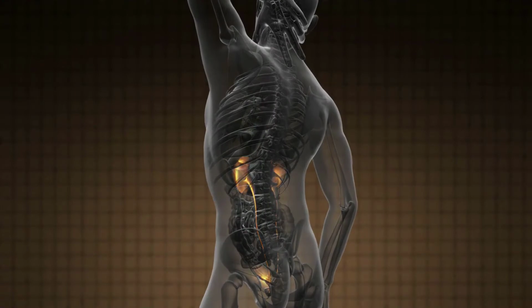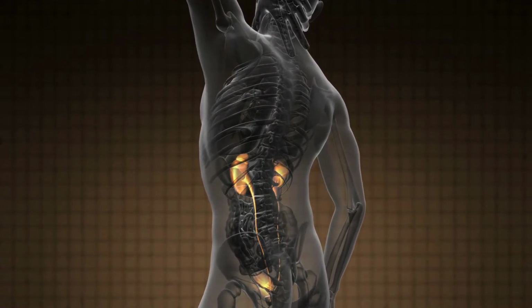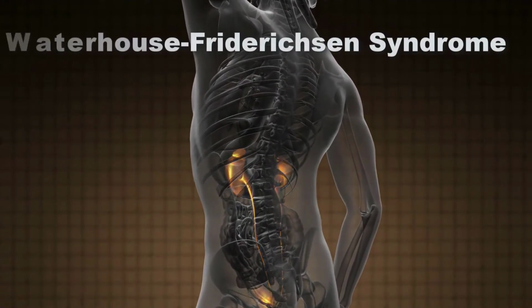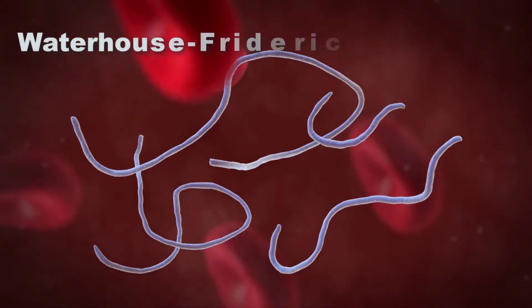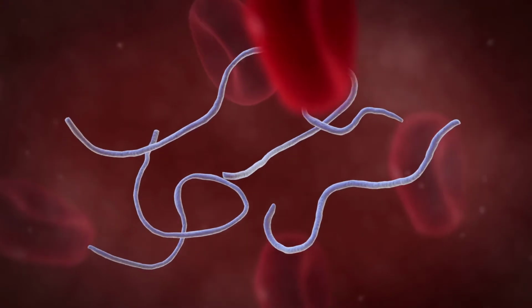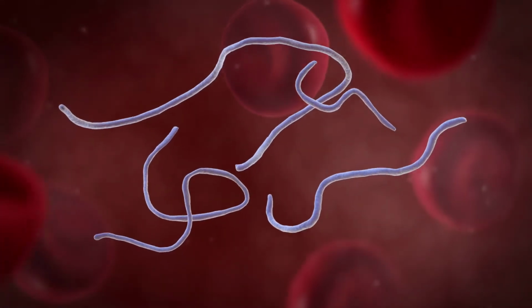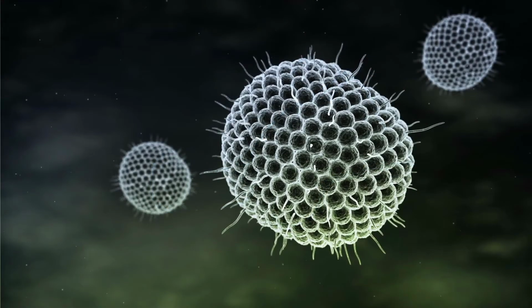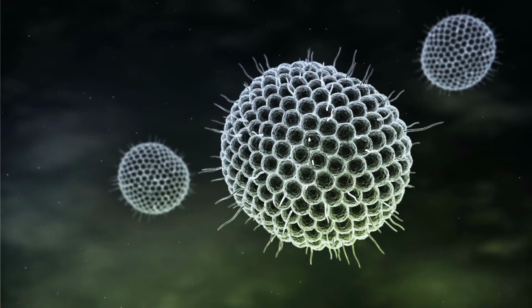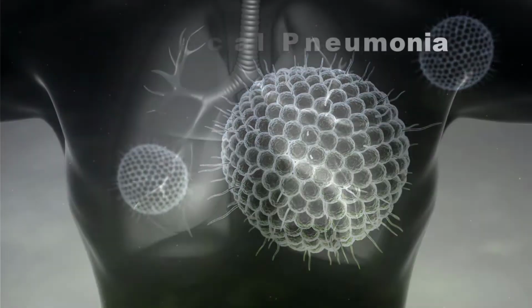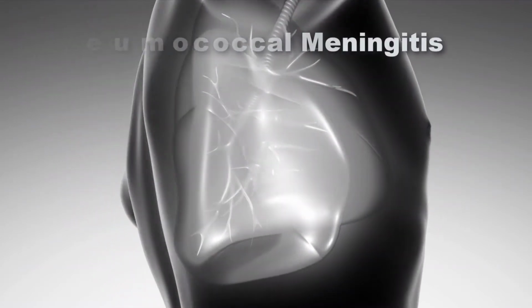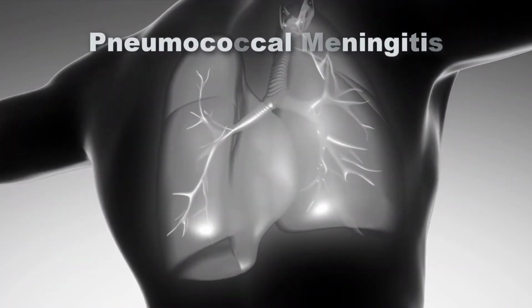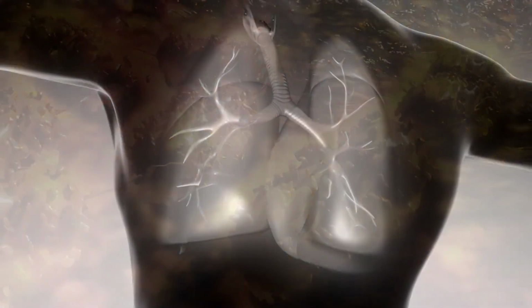Some cases can lead to a condition called Waterhouse-Friderichsen syndrome, which results in the release of a bacterial endotoxin into the blood. Death can occur within 10 to 12 hours. Streptococcus pneumoniae is the major cause of bacterial pneumonia. Pneumococcal pneumonia can develop into pneumococcal meningitis, which is lethal in 20 to 30% of cases.